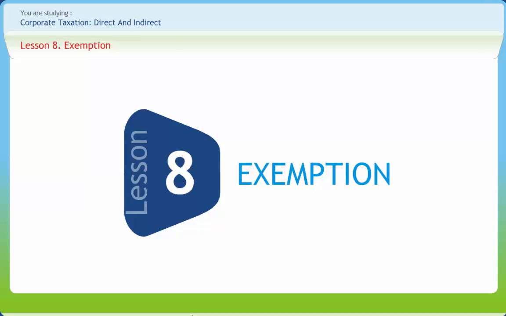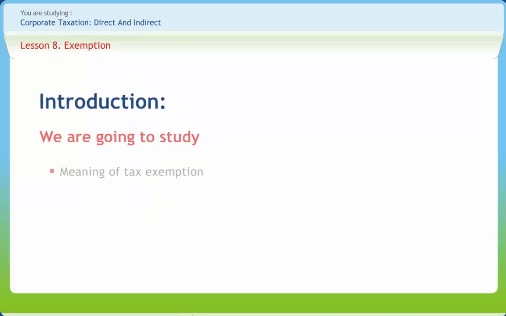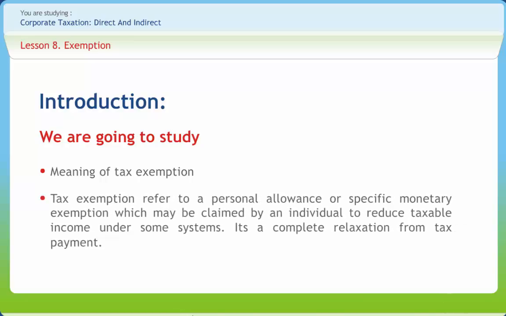Exemption. So firstly, we should know the meaning of tax exemption. Various tax systems grant a tax exemption to certain organizations, persons, income, property or other items taxable under the system. Tax exemption may also refer to a personal allowance or specific monetary exemption, which may be claimed by an individual to reduce taxable income under some systems.